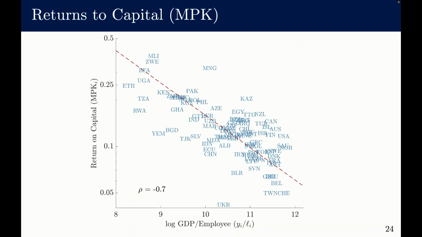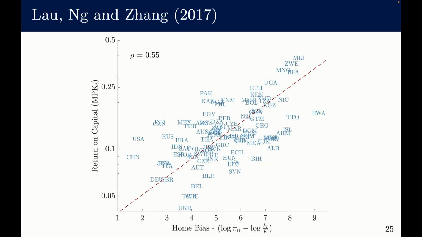Now, the model also does a good job of reproducing some well-known stylized facts. This is the relationship between MPK and log GDP per employee. Long story short, as observed by Lucas, poor countries have much higher MPK, and our model is able to reproduce this relationship well. Another less well-known fact that has been pointed out in a paper in the RFS is that MPK correlates positively with home bias. Our model is also able to replicate this other stylized fact.